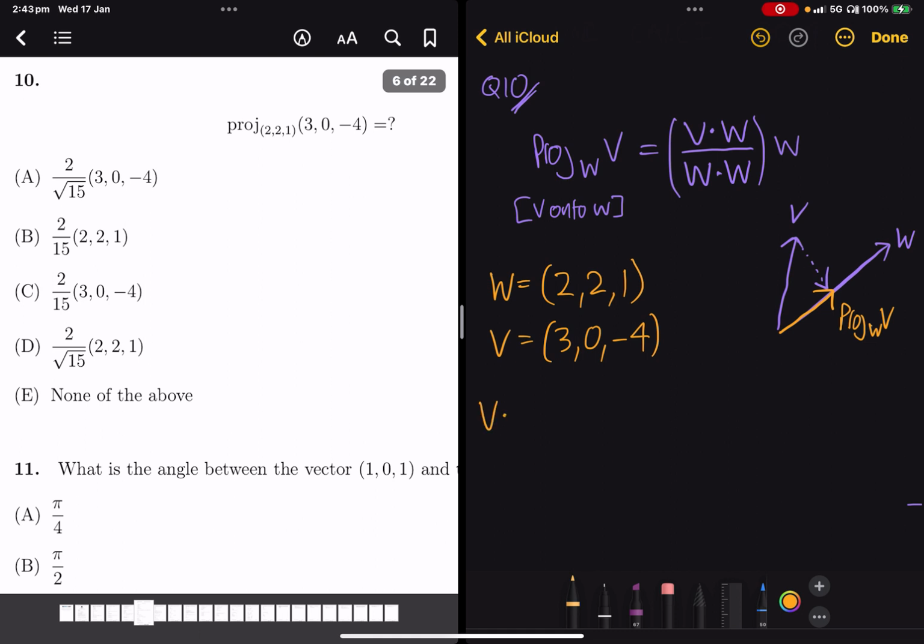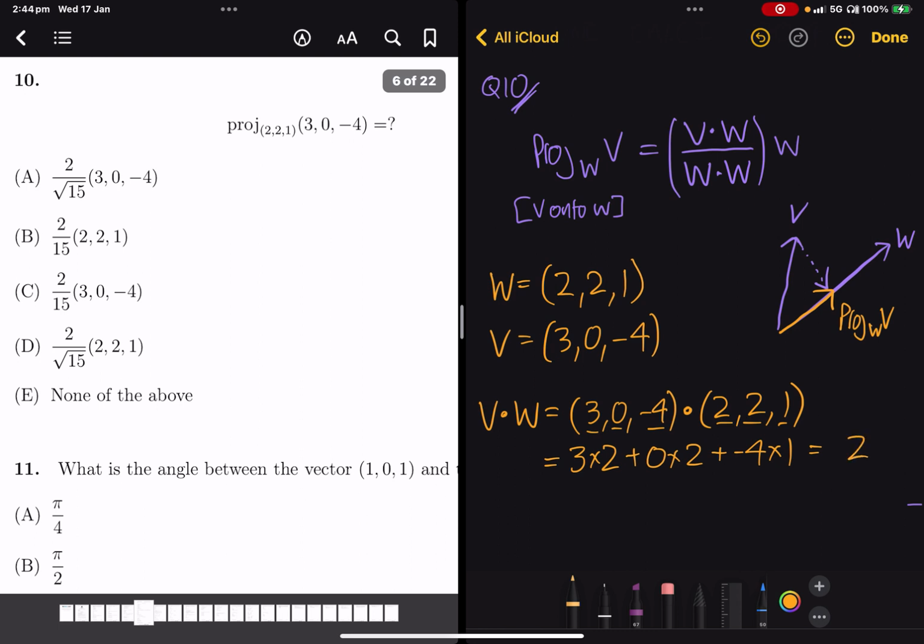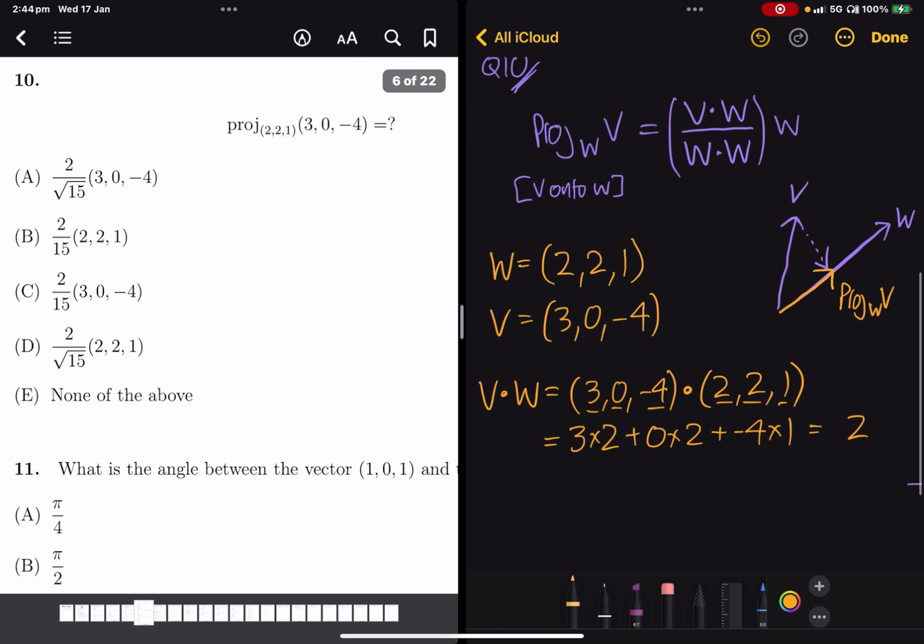So we first need to do V dot W. So V is 3, 0, minus 4, dot 2, 2, 1. This is of course dot products, not multiplications. So multiply piecewise and add. So 3 times 2 plus 0 times 2 plus minus 4 times 1. So 6 plus 0 minus 4 is 2. So the dot product of V and W is 2.